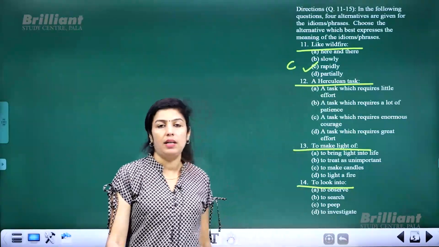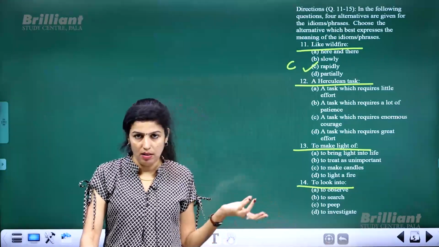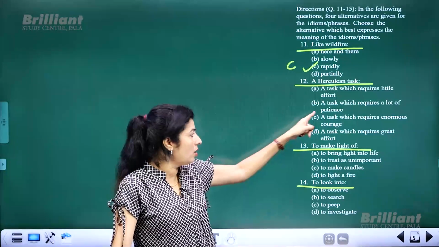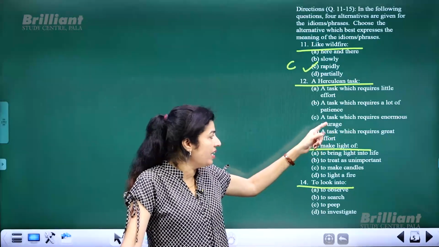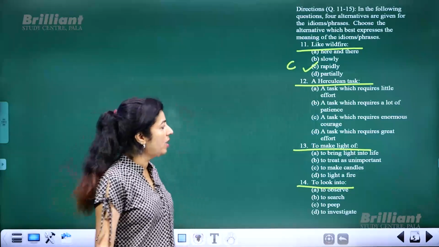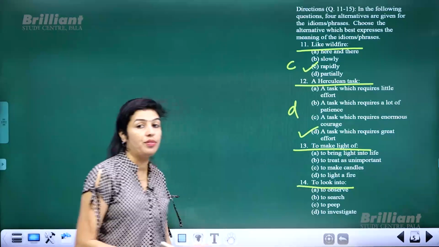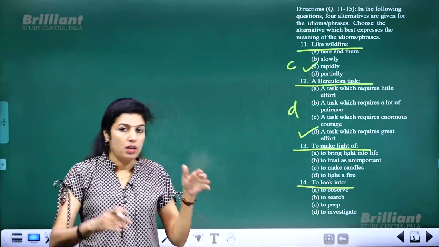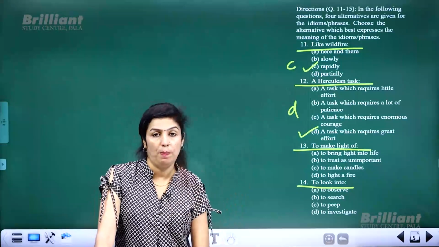You can take it as a clue. Herculean means something taken from the character Hercules, that means something which stands for strength. So not with any connection with patience. Then a task which requires enormous courage. Again, courage also has got nothing to do with being strong. So here option D, a task which requires great effort, and that is your exact meaning. So a Herculean task means an activity or a task which demands great effort on your part.